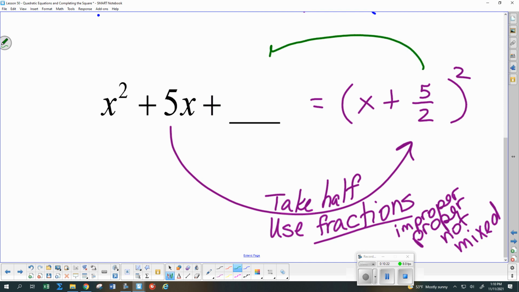If we, though, square that, we are taking 5 halves times 5 halves, and it's much easier to square a fraction. 5 halves times 5 halves is 25 over 4. Any questions so far? Okay, we're ready to start solving with this method. Question?